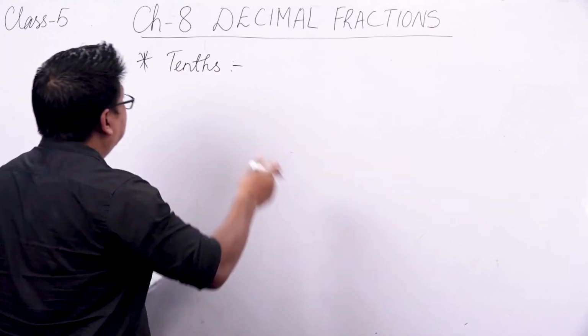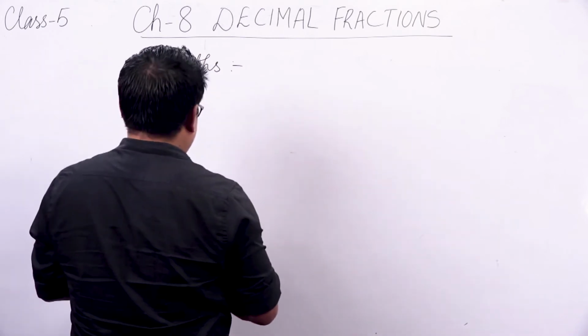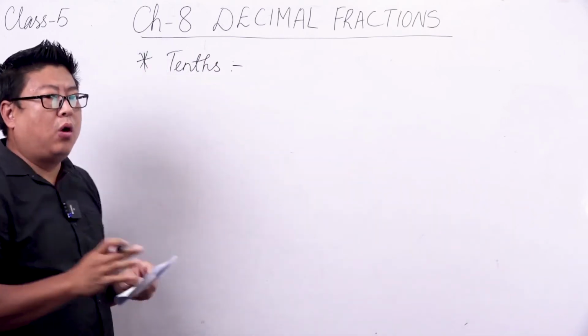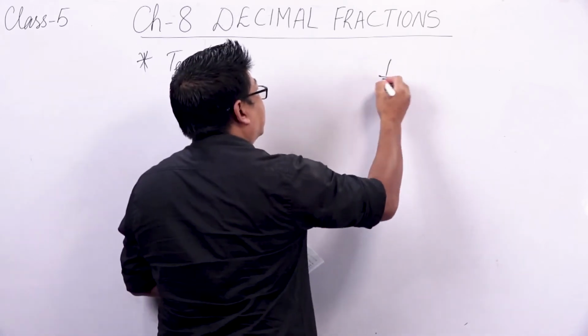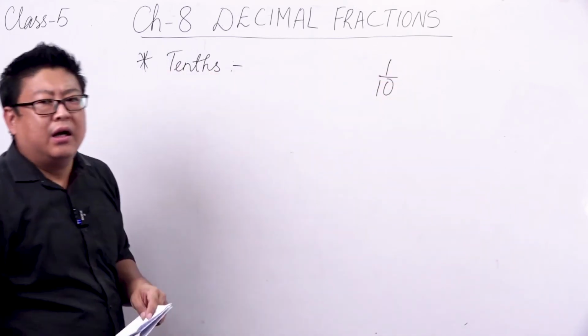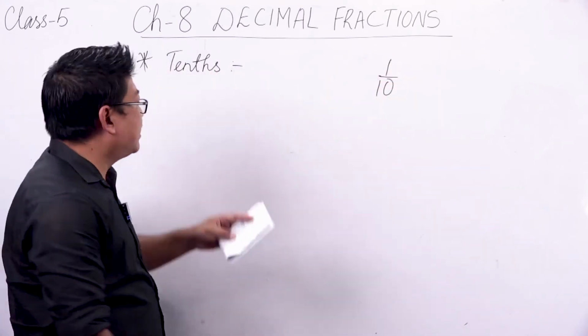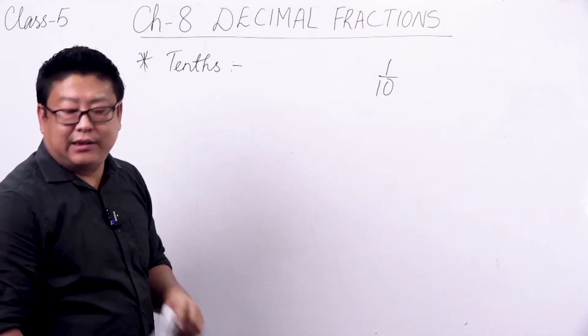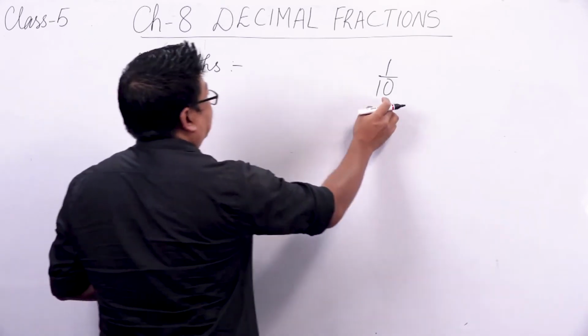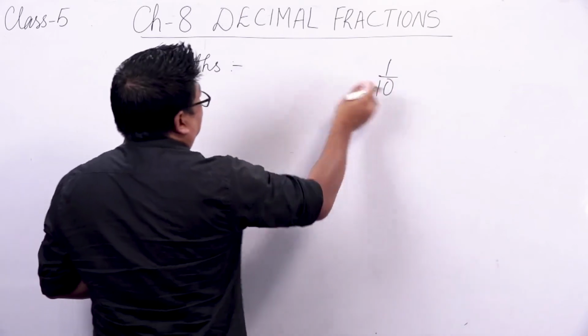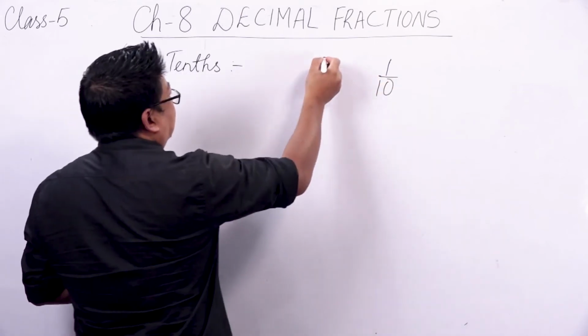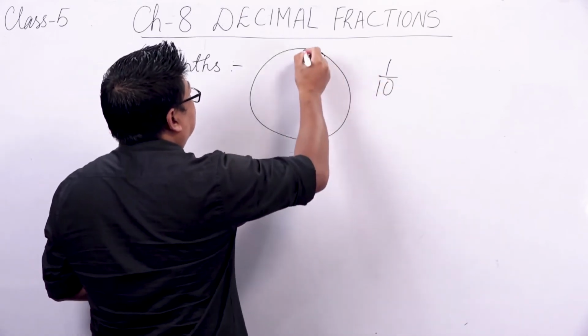Tenths, as we have already discussed, are a decimal fraction. We will call this type of number a decimal fraction. So these are the decimal fractions with 10 as denominator. For instance, I wrote 1 by 10. And let me draw a circle.